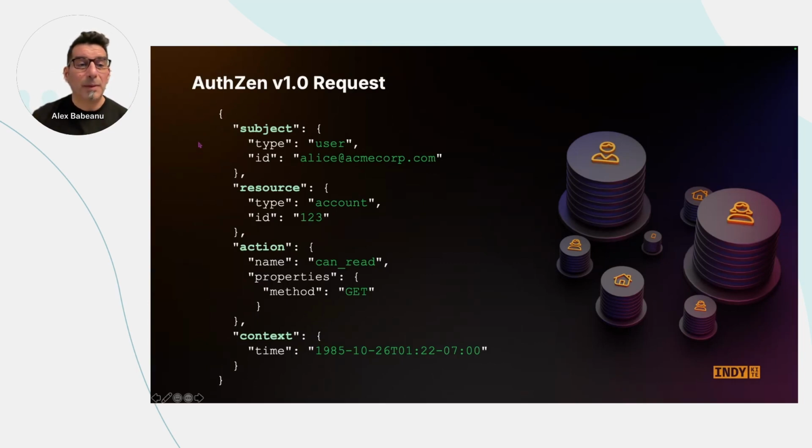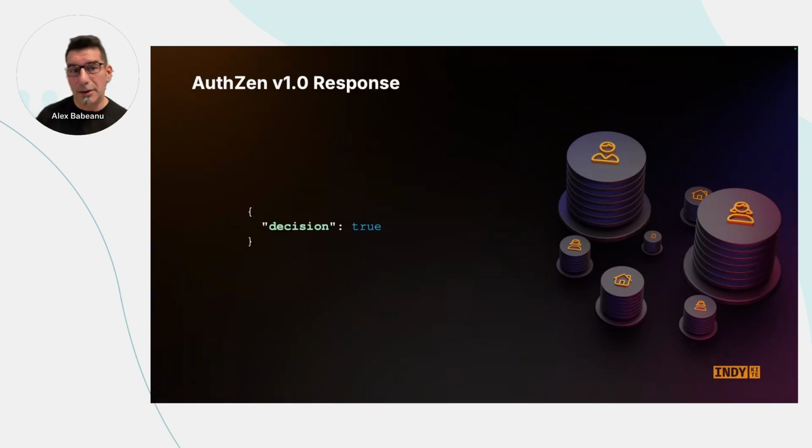And here's what the body of such an AuthZEN request looks like. This is a simple "can Alice access resource" type of question. You have a subject, a resource, and an action within the request body, and we can also provide context. For example, here we're asking the PDP whether user Alice can read this account at this given time. And the standard response is very simple: true or false.